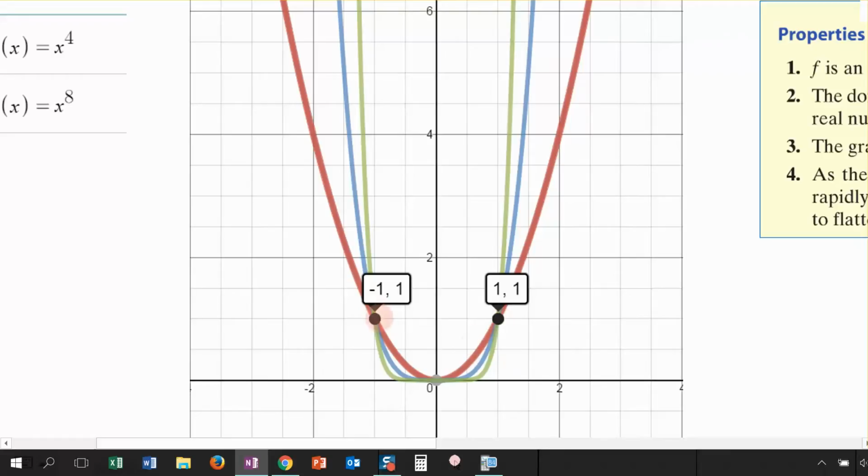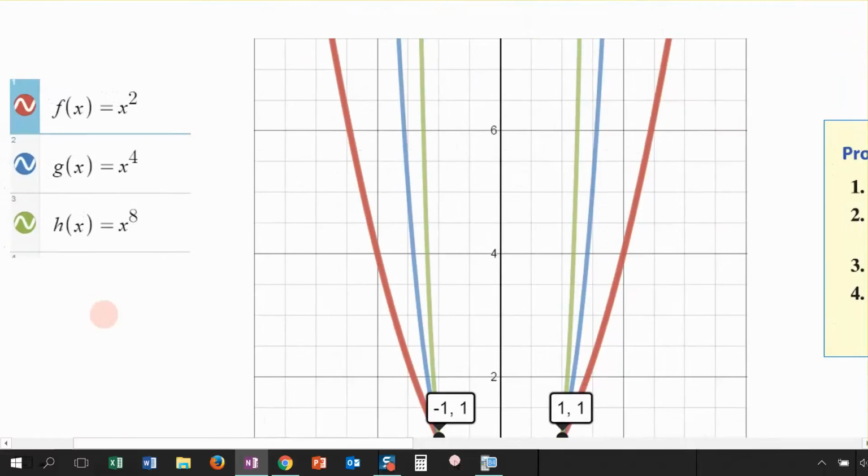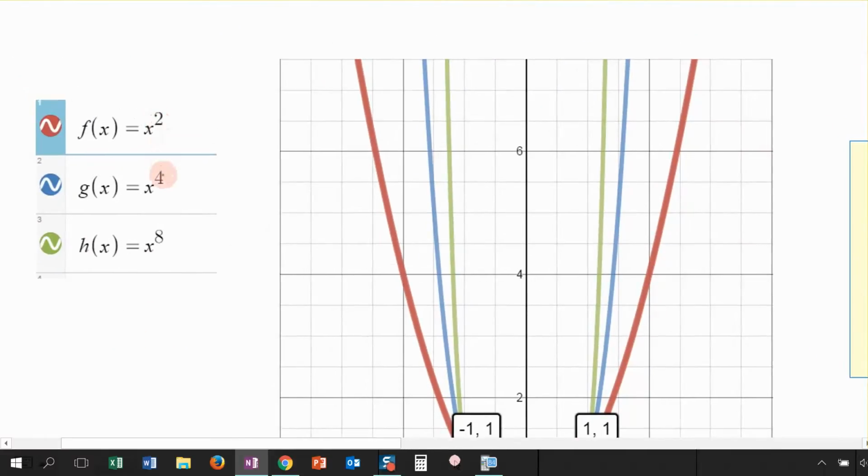All of these functions are passing through the same point, but some of the characteristics would be that we're getting closer and closer to the y-axis, or we're getting squished in. We are flattening out here between negative and positive 1. And then another characteristic I want you to notice is, what do you see on the exponents here for all of the functions that I've graphed? All of these functions are even powered functions, and they all have the same shape here on our graph.